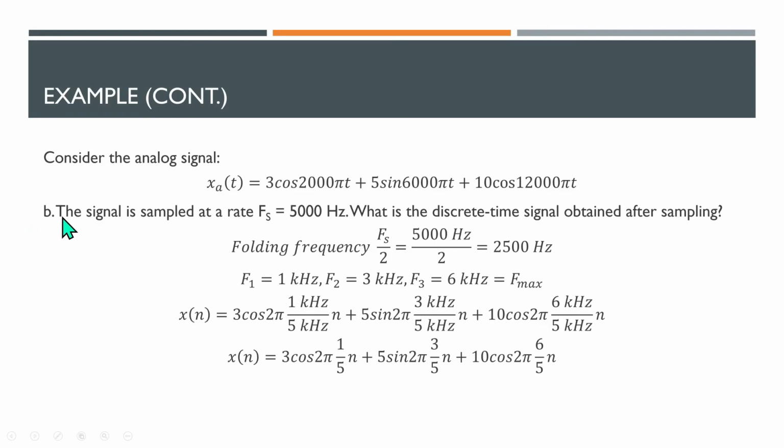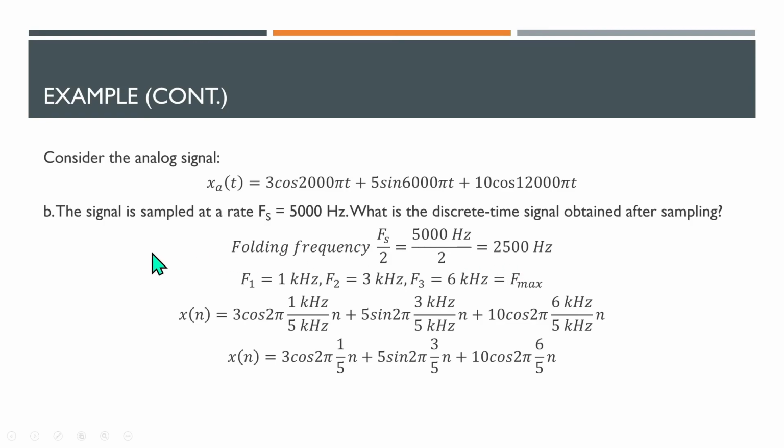For letter B, the signal is sampled at a rate of f sub s equals 5000 hertz. What is the discrete time signal obtained after sampling? First is we're going to get the folding frequency. The folding frequency is just the sampling frequency divided by 2. So we have 5000 hertz divided by 2 equals 2500 hertz. This means that the highest frequency that can be sampled at 5000 hertz is 2500 hertz.